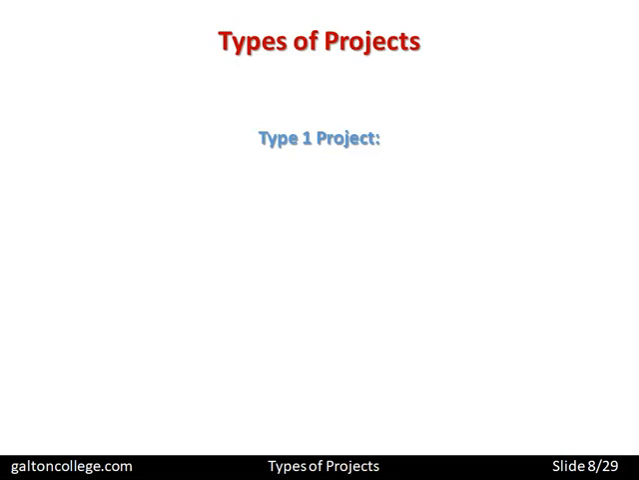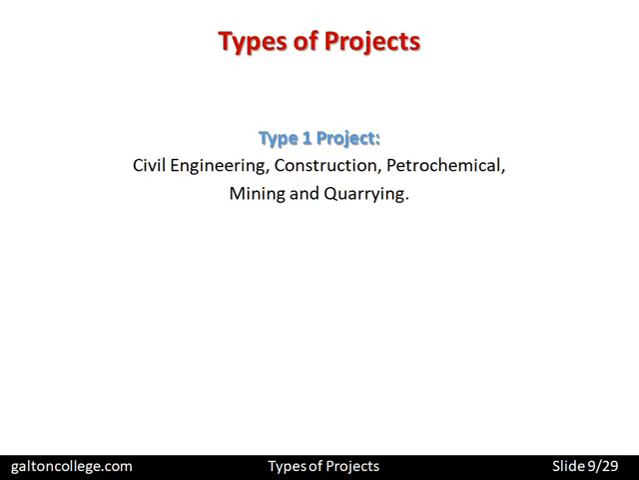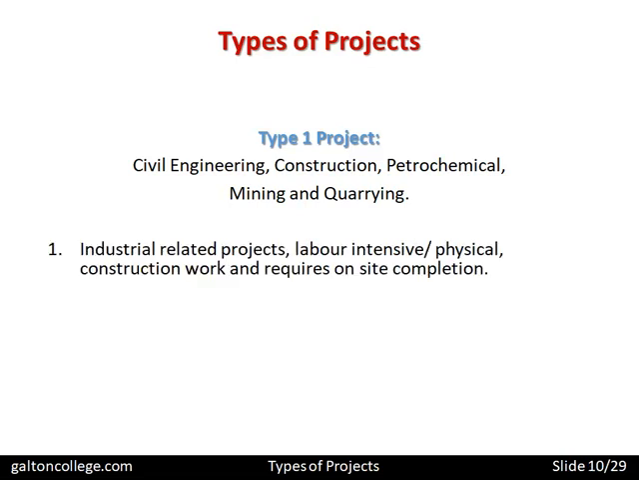So we'll start with type 1 projects: civil engineering, construction, petrochemical, mining and quarrying. Industrial related projects, normally labour intensive and physical. Construction work and requires on-site completion. So generally speaking, quite labour intensive, but normally associated with the very fundamentals of the economic process, the extractive industries, getting the raw materials, getting the resources from the earth.